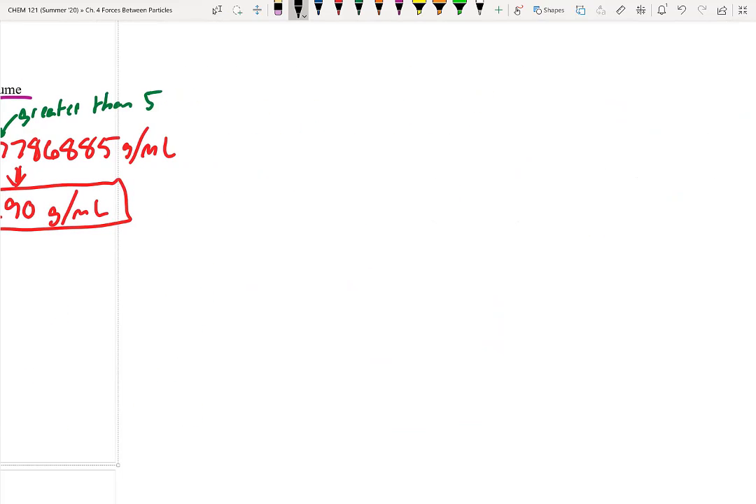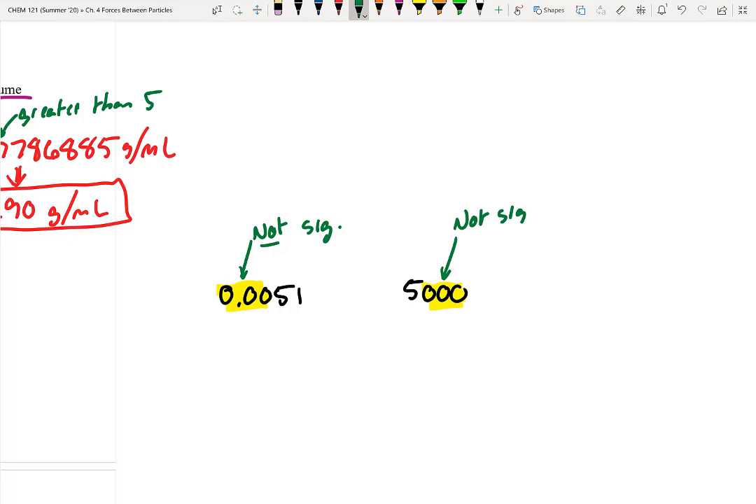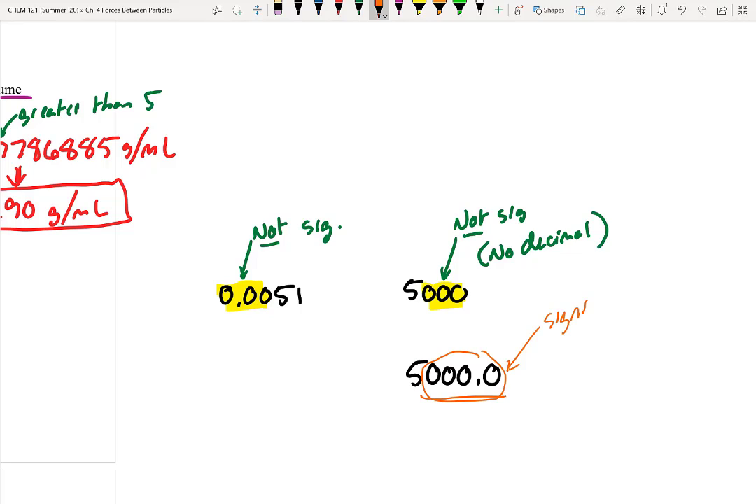So let's think about a couple different numbers. So 0.0051, right? These zeros right here are not significant. All right, let's do another number now. Let's do 5,000, right? In this case, these zeros are not significant because there is no decimal. That's the hinge then, huh? Yep. If we had 5,000.0, then all of a sudden, these are significant, including the one to the right of the decimal. Exactly. Okay, because there is a decimal.